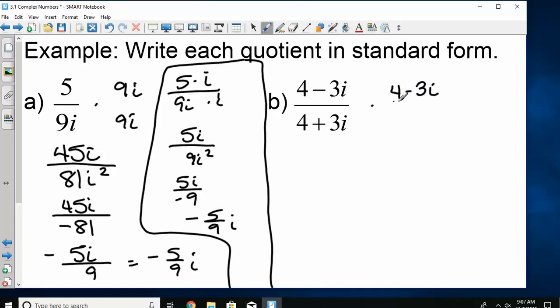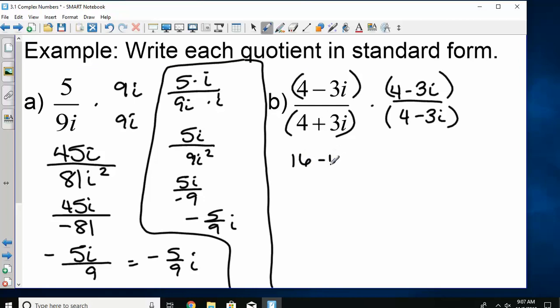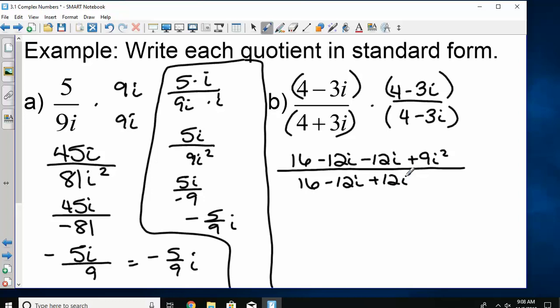Minus. Right. Because it's two terms, we have to do the conjugate. So we're going to FOIL on top and bottom. So that gives me a 16 minus 12i minus 12i plus 9i squared. On the bottom we get 16 minus 12i plus 12i minus 9i squared.